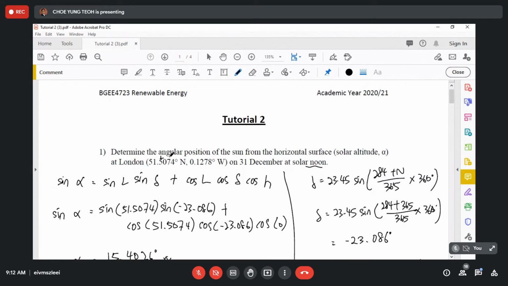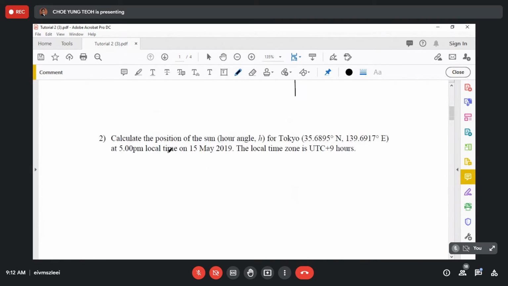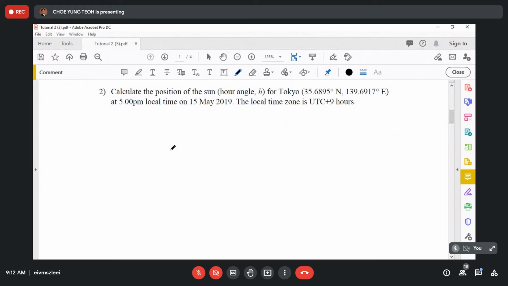Okay, let's continue with number 2. I think the first one we have done already. Calculate the position of the sun for Tokyo at 5 p.m. local time on 15th of May. The local time is UTC plus 9 hours.